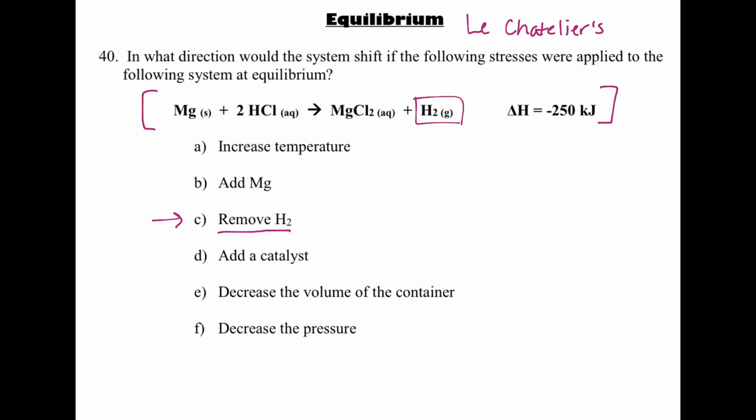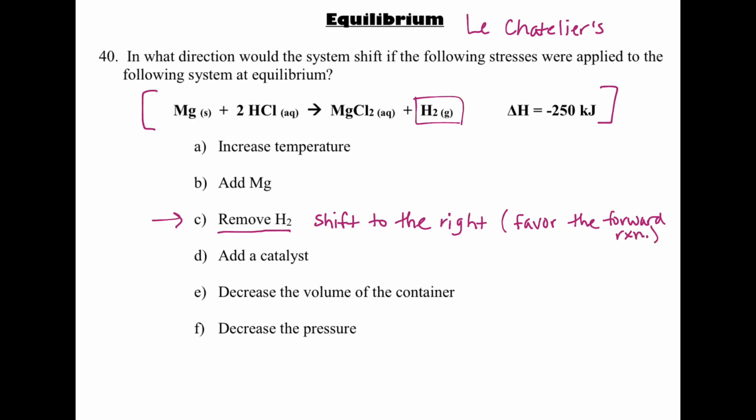So how are we going to make more hydrogen? The only way for that to happen is if our reaction shifts towards hydrogen, because that would be towards the production of more hydrogen. So that means that if we removed hydrogen, the system would shift to the right, which means that this would favor the forward reaction until the system gets back to equilibrium. Okay, so that would be for part C.